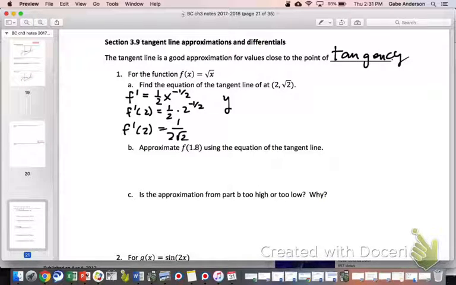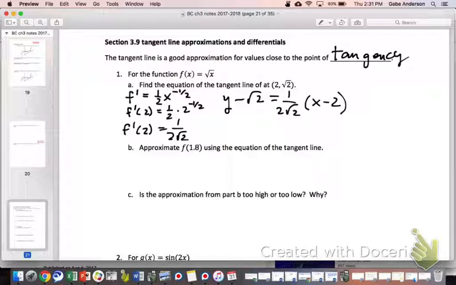It'd be y minus root 2, we're using point-slope here, equals 1 over 2 root 2 times x minus 2. And to be honest with you, Sean, I noticed that you put some effort into going to slope-intercept form. I would just leave it like that. That is an equation of the tangent line. It didn't say anything about point-slope or slope-intercept or general form. I didn't say what form, so we could just use whatever's easiest for us. So I'd leave it like that. Is that all okay? Okay.